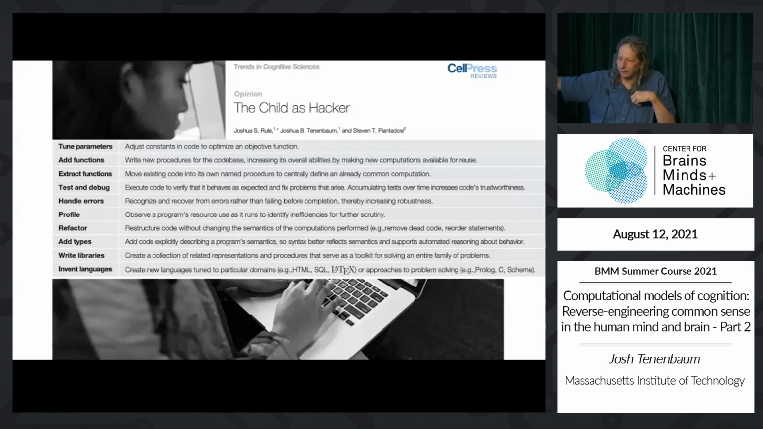The top one is what we normally do in machine learning, like in neural networks, which is we tune the parameters of existing code. We don't really modify the program. We just write a fixed program and tune its parameters. That's like what you do with gradient descent in a TensorFlow program. But there's lots of other things that you do when you're writing code: modifying functions, debugging, maybe writing new functions, or even writing whole new libraries or languages that you can then reuse to solve new problems.